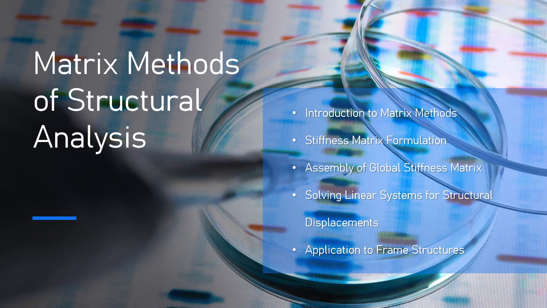For a 2D frame element, the transformation matrix for an element inclined at an angle θ to the global axis is given by T equals cos θ, sin θ, and so on, with the sine and cosine terms arranged in the rotation matrix.